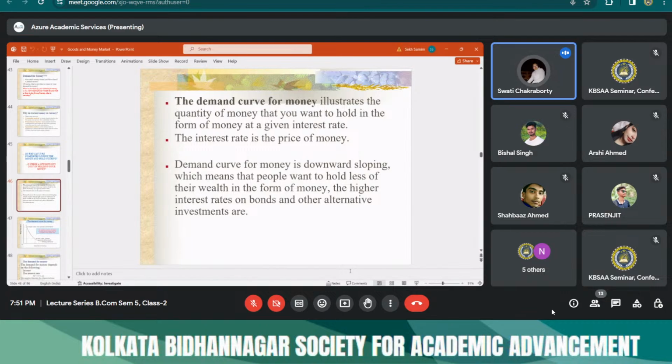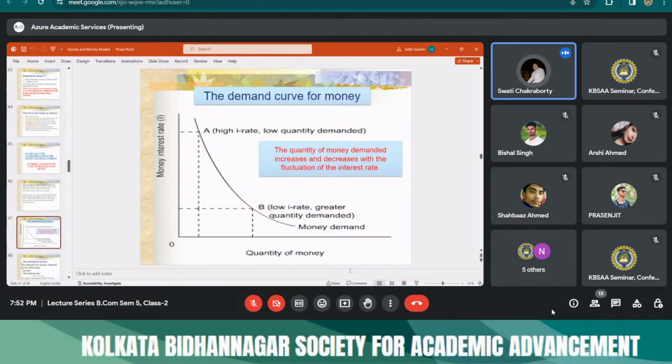And this rate of interest is the price for money, which means that if the interest rate is higher, people would want to invest more in bonds and other types of investment and hold less on hand. So demand for money decreases. When the rate of interest is higher, demand for money is less. So the demand curve for money is downward sloping, which is shown in the next slide. Next slide, please.